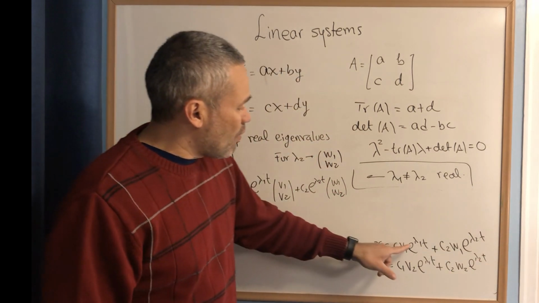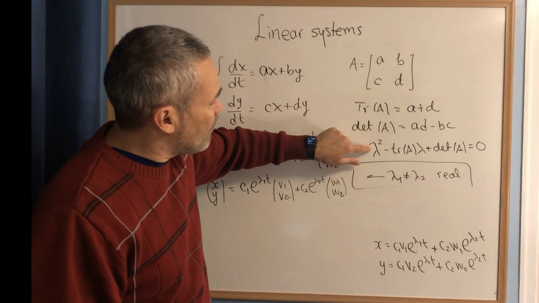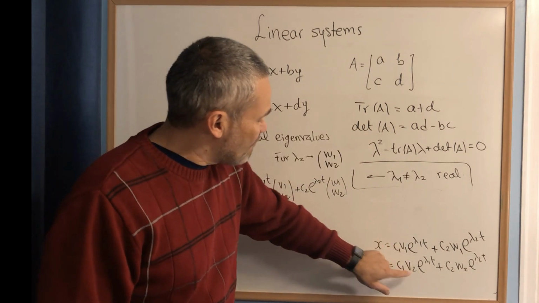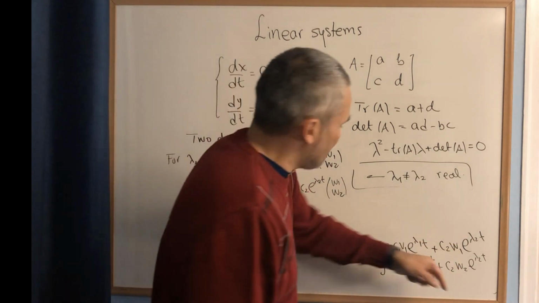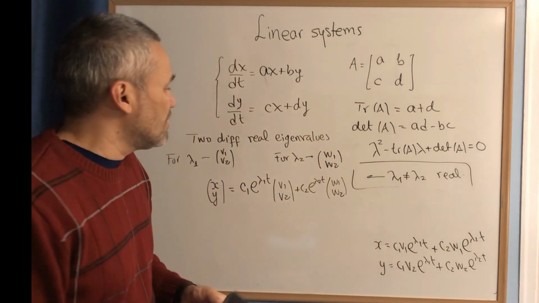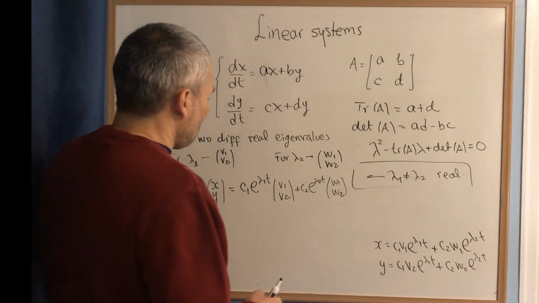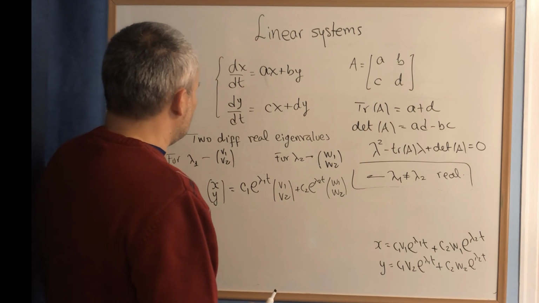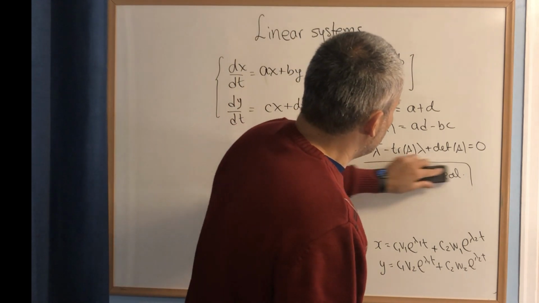Notice that lambda 1 and lambda 2 come from the characteristic equation, and the v1, v2 come from the eigenvectors. And the w1 and w2 come from this eigenvector. Let's do a particular example. Okay, let's have a particular example. I can keep this.